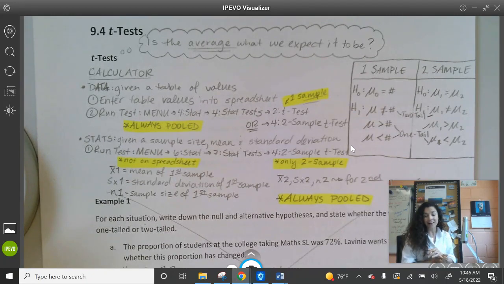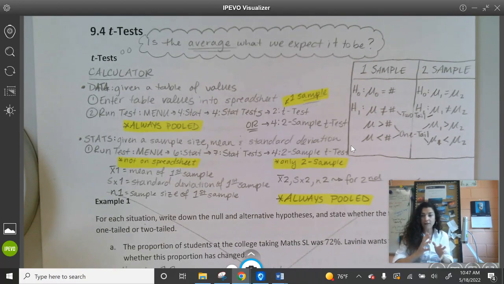Comparing two classes' test results, or using a medication to lower your heart rate, seeing if the heart rate before the medication versus the heart rate after the medication, are the averages different, statistically different enough for us to say that it actually makes a difference. So that's a general idea of what a t-test is.